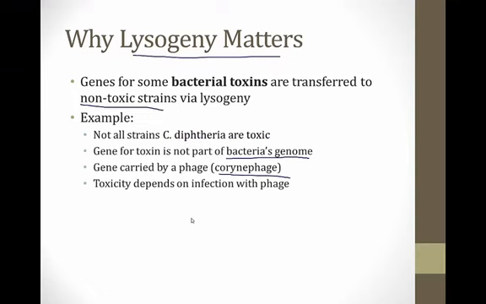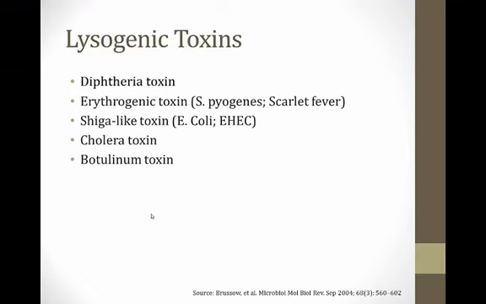and then the diphtheria bacteria cell will become toxic. And I've listed on this slide here some of the toxins that are imparted by viruses to bacteria via lysogeny. So diphtheria toxin is one of the best examples. Also erythrogenic toxin of Strep pyogenes, which causes scarlet fever, the Shiga-like toxin of E. coli, also cholera toxin, and botulinum toxin.